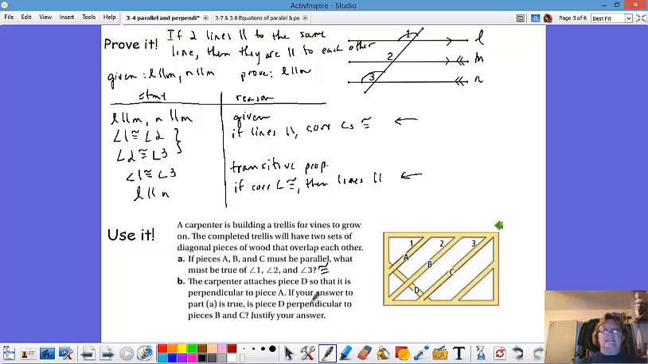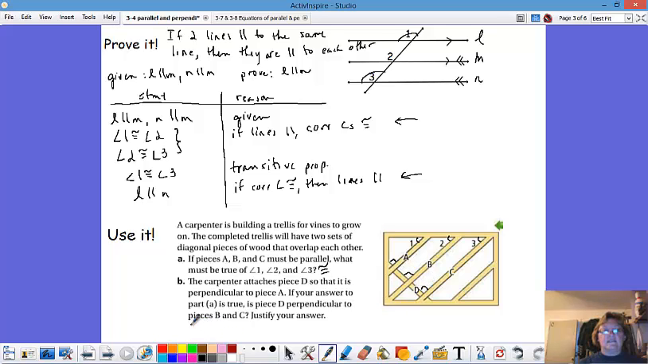Okay. Then it says, now we're going to start looking at this piece D. He attaches piece D so that it's perpendicular to A. So let's put a little right angle mark in there. If your answer to part A is true, that is, if these angles are all congruent, is D perpendicular to B and C? And the answer to your question would be yes, because if the corresponding angles are equal here, corresponding angles will also have to be equal on this transversal.